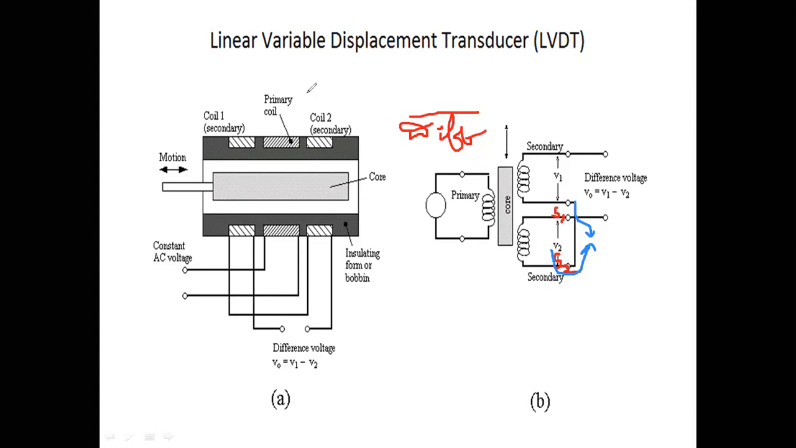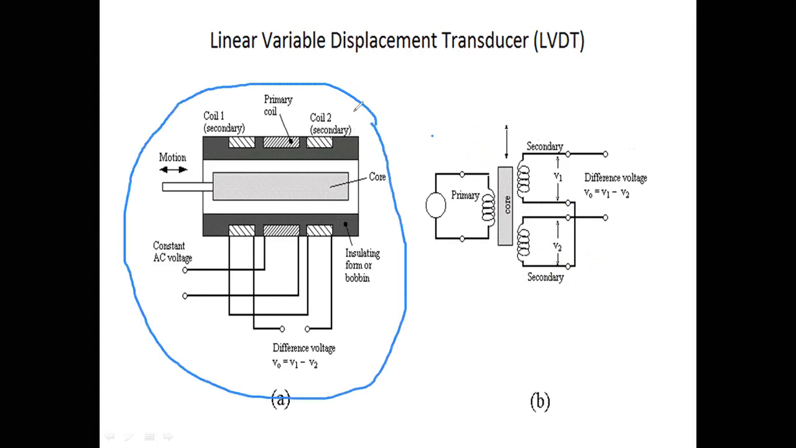Now output V1 minus V2 is the output voltage, and the output voltage is proportional to the core movement. Okay, so the same diagram here is represented like this. This is the top view, or cut section view, of the instrument.